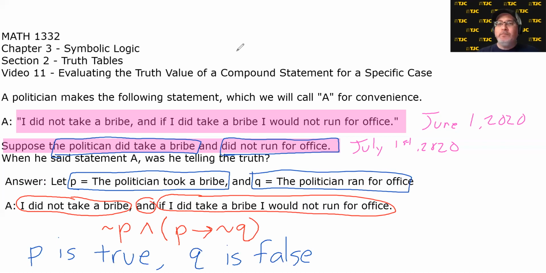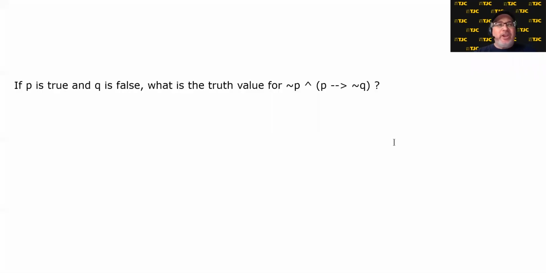So here's what we know. He said this, P is true, and Q is false. So what can we do with that? Well, let's take a look at the next page and see. We are trying to answer this question. If P is true and Q is false, what is the truth value for negation P conjunction P pointing to negation Q? Or equivalently, what is the truth value for not P and if P, then not Q?